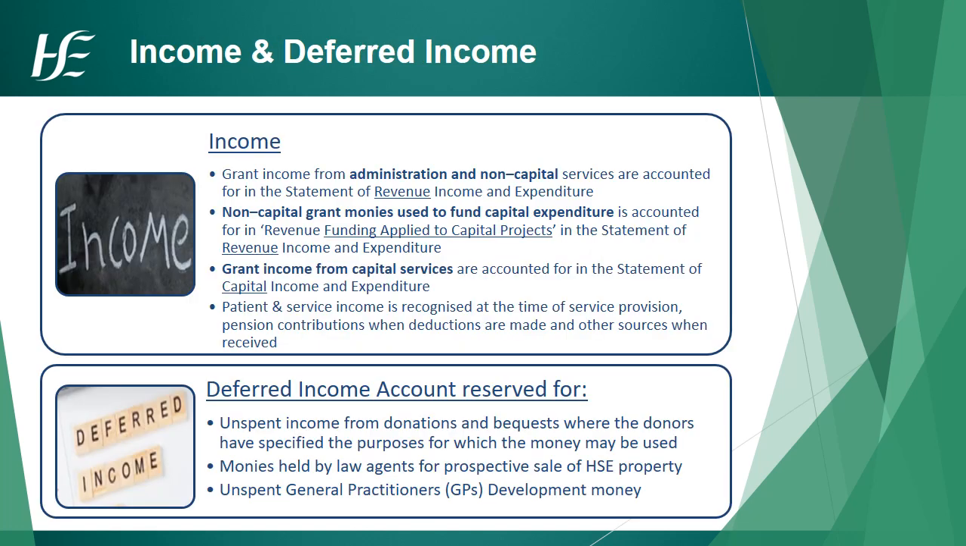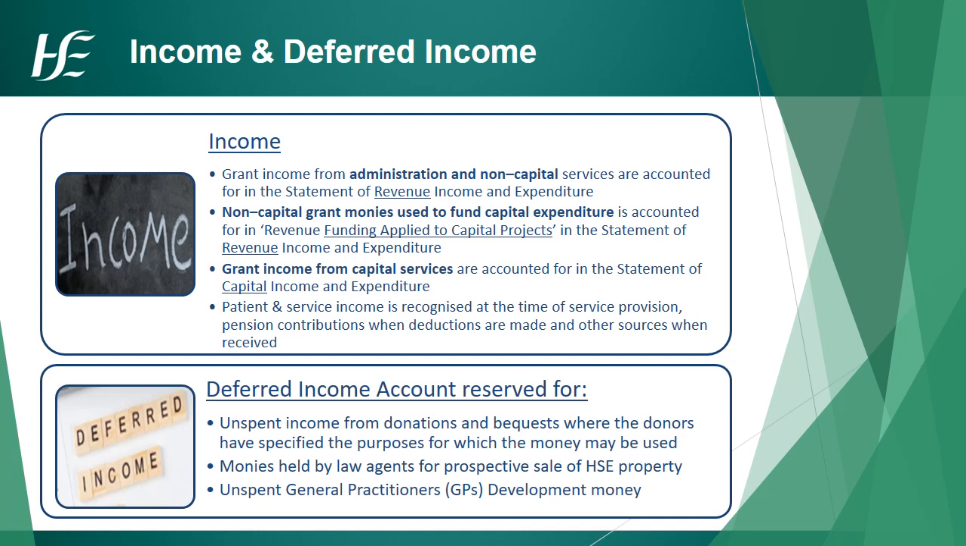The Department of Health provides grants to the HSE for administration, capital and non-capital services. As grant income is recognised on an accruals basis, the amount specified in the letter of determination for the relevant financial year is recognised as income in that year. Grant income for administrative and non-capital services is accounted for in the statement of revenue, income and expenditure. Where non-capital grant money is used to fund capital expenditure, or grant income is from capital services, it is accounted for in the statement of capital income and expenditure.